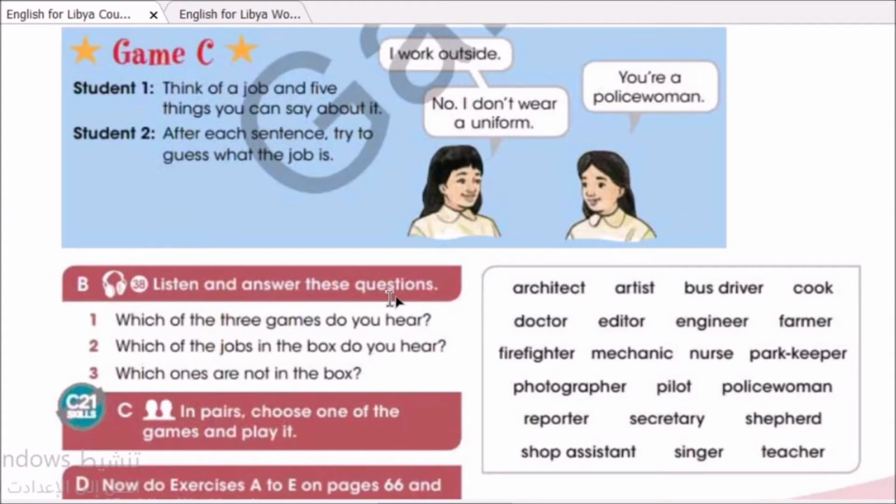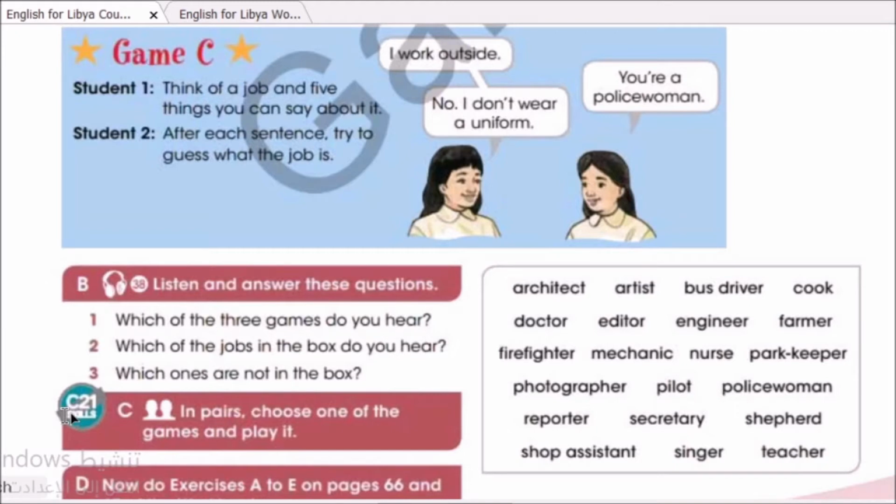Listen and answer these questions. Question 1. Which of the 3 games do you hear? And then which of the jobs in the box do you hear? And then which ones are not in the box? So we're going to listen, and then you're going to answer these questions. You can stop the video to think about it. Listen first, and then answer, and then stop the video, then come back and check.